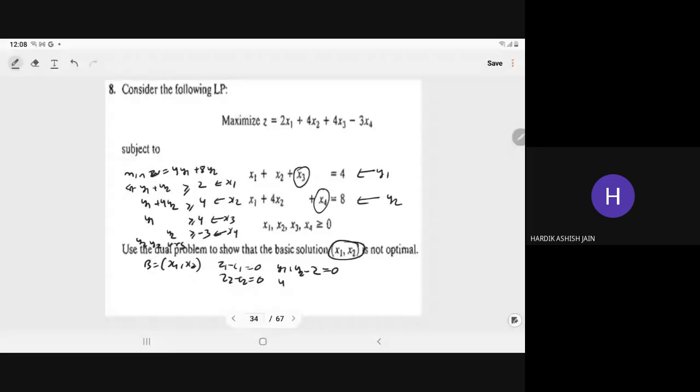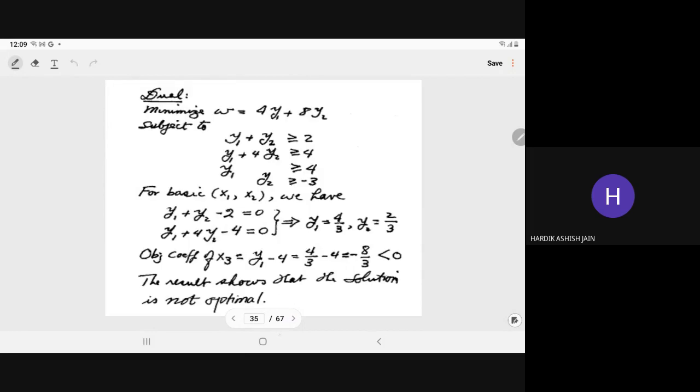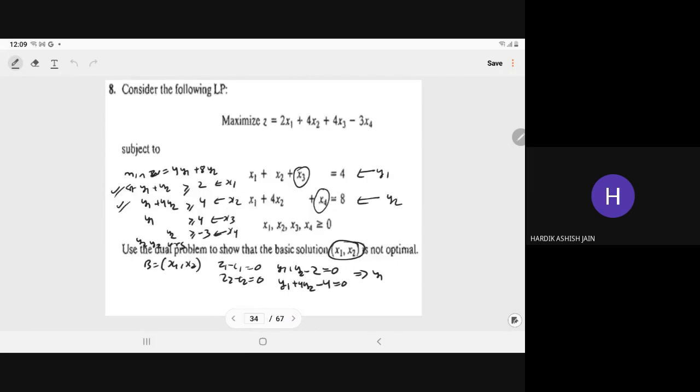Then here we have y1 plus 4y2 minus 4 is equal to 0, right? So from x1 and x2, we have written left minus right. From here you will get the values of y1 and y2. So y1 will come 4 by 3 and y2 will come 2 by 3.